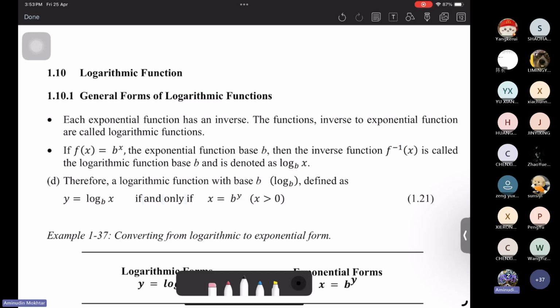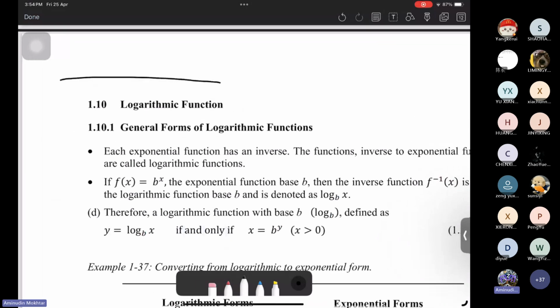Any questions so far? I hope everything is okay. No question. Okay, I think we take a break for 10 minutes. After the break, I will continue with subtopic 1.10, the logarithm function. Can we take a break now? We take a break for 10 minutes.